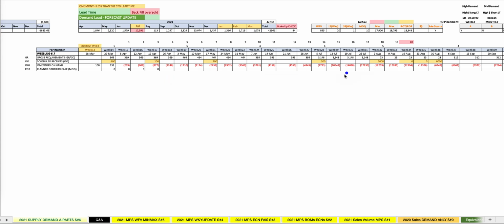So what the planner needs to do is to establish, okay, based on my lead time of 20 weeks right here, I'm seated in week 13. This week or next week, I need to be placing, at least for my next 20 weeks, what is the quantity I need to be placing?